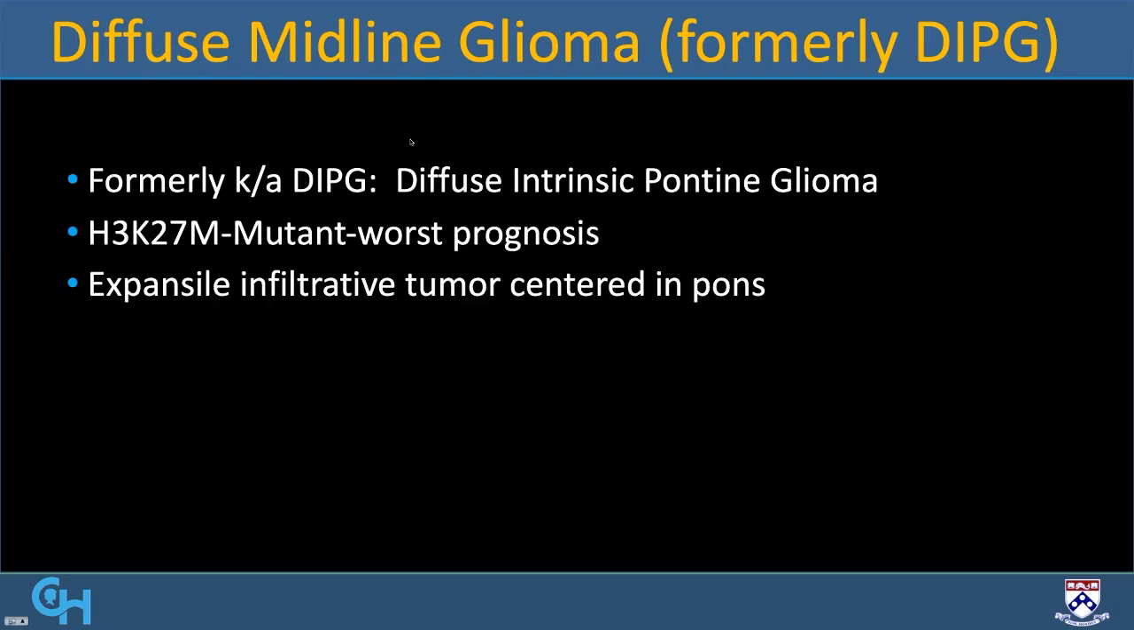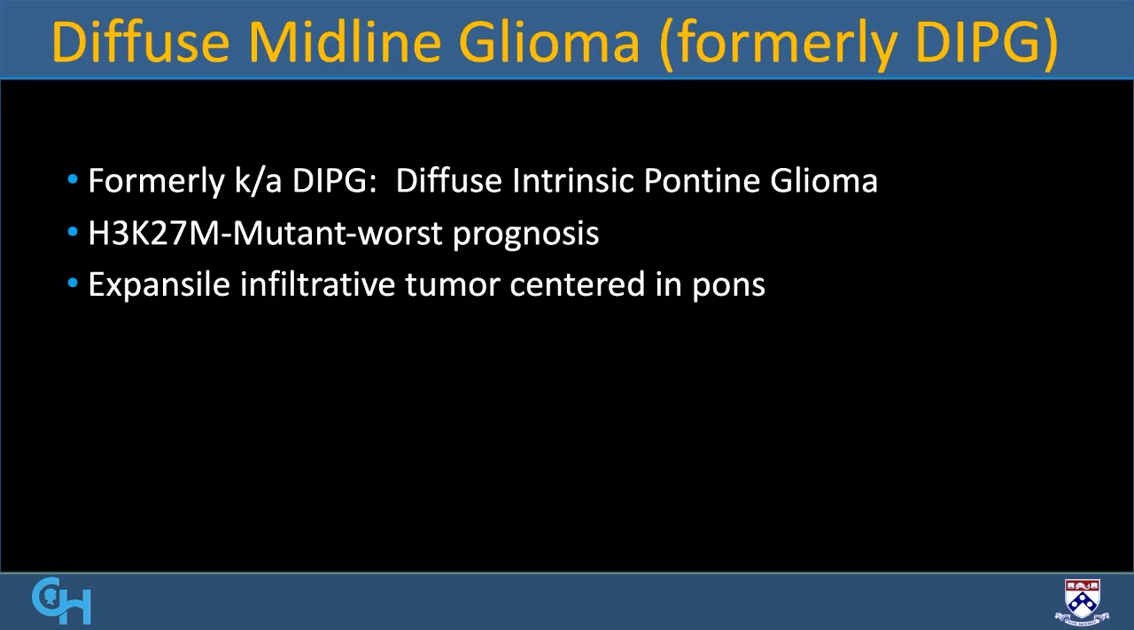So moving on with our journey, we looked at posterior fossa tumors. Now we turn our attention to brainstem tumors. One of the most common brainstem tumors in children is the entity of diffuse midline glioma, which was also formerly known as diffuse intrinsic pontine glioma, or DIPG. Among these tumors, there is a variety which has the H3K27 mutation, which has the worst prognosis.